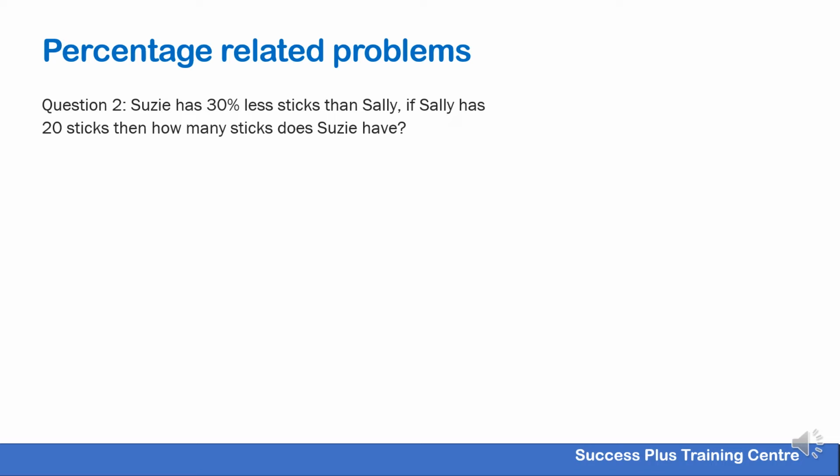Question number 2. Susie has 30% less sticks than Sally. If Sally has 20 sticks, then how many sticks does Susie have? In this question, both names start with the same letter. So we'll use the abbreviation SZ for Susie and SA for Sally. But we know that Susie has got less amount of sticks than Sally. To make both amounts the same value, we need to take away 30% from Sally's amount.